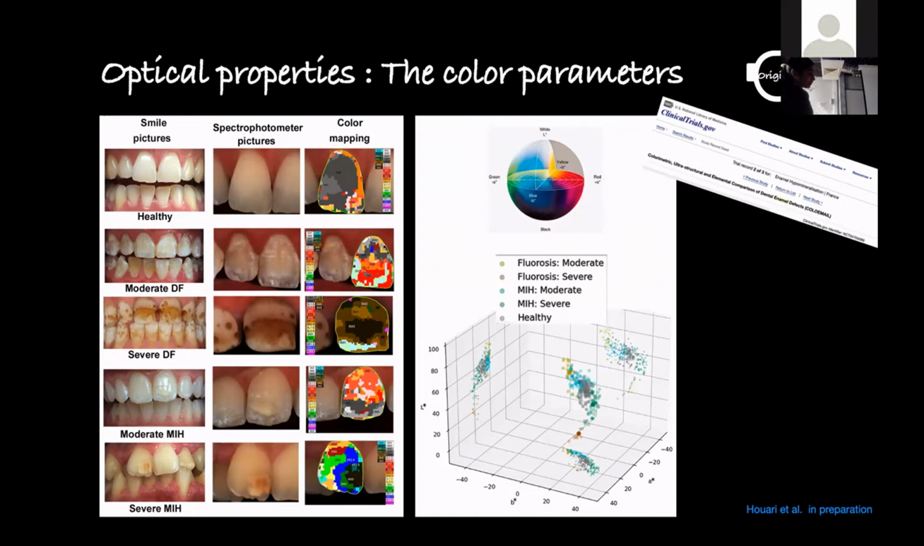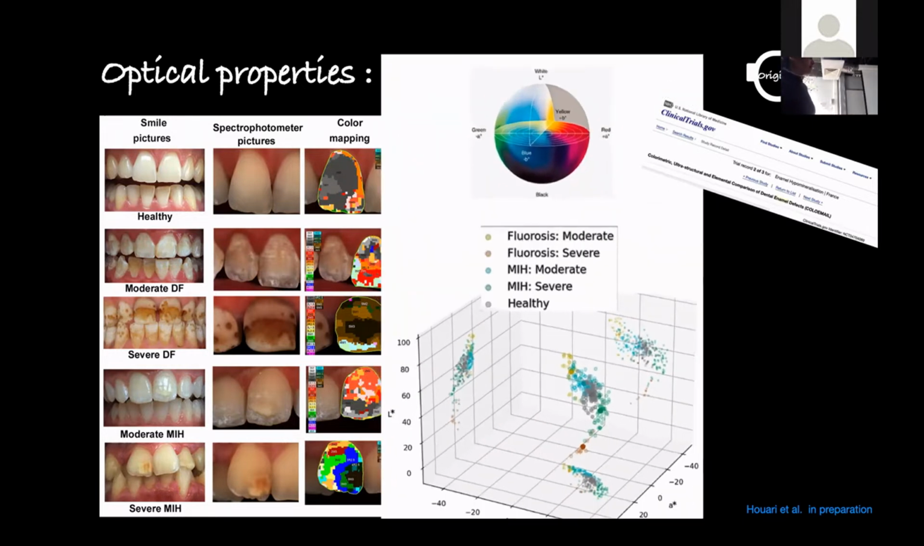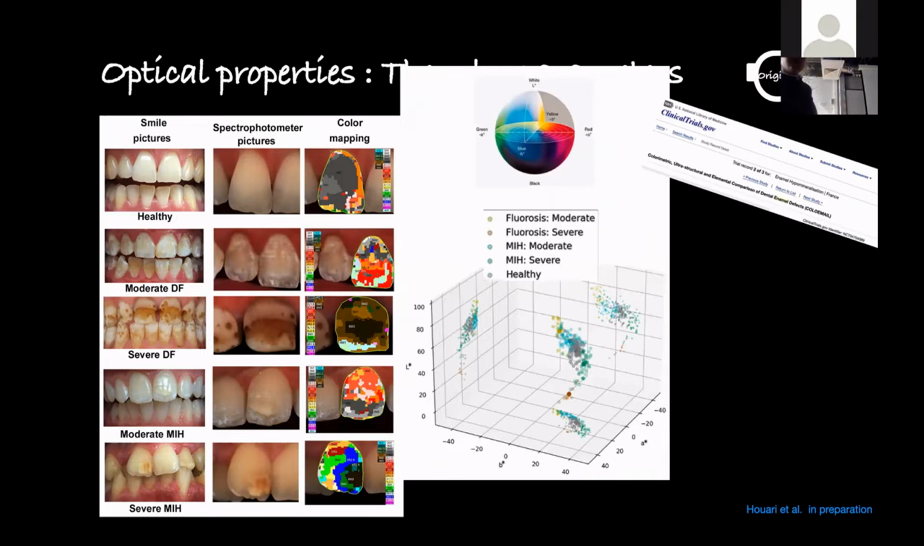The color parameters are defined by three coordinates: the L, the A, and the B. The L is the luminosity. The A is the variation of the color between green and red. And B is the variation of color between blue and yellow. And here you can see a central cluster with the healthy enamel in gray. So it's a classical cluster where the color of our teeth is.